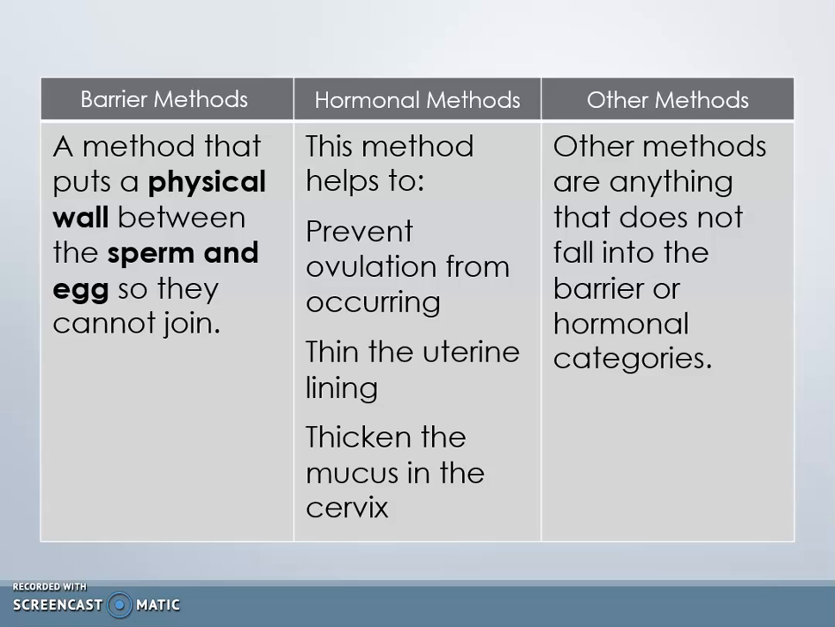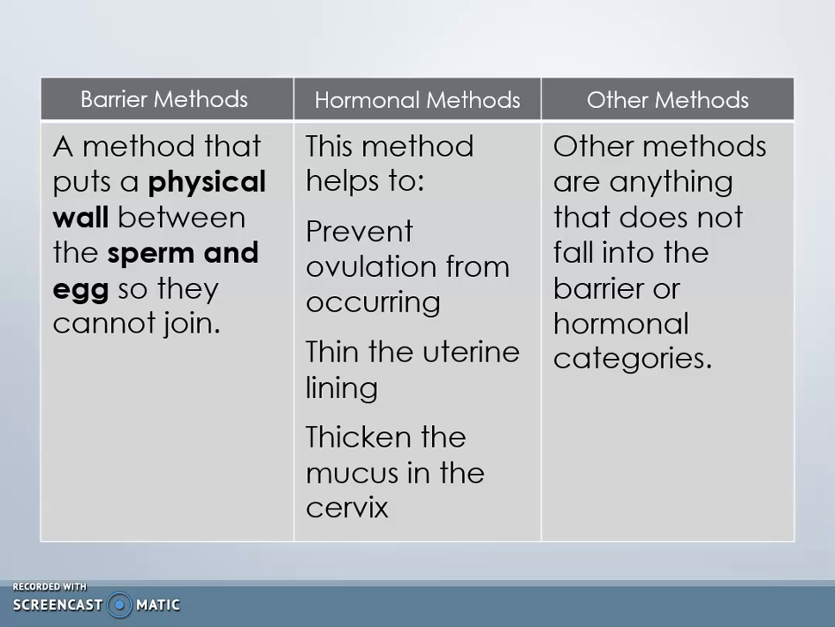The hormonal methods help in three different ways. They prevent ovulation from occurring. So they prevent the egg from even leaving the ovary. It thins the uterine lining. And because the uterine lining gets so thin, a lot of the hormonal methods reduce the amount of period blood that a woman loses each month during their menstrual cycle.